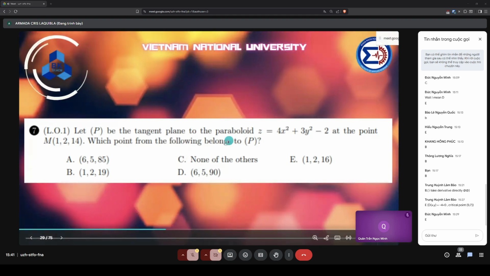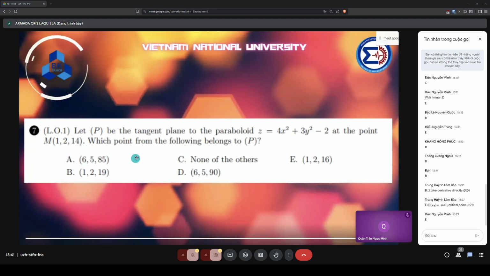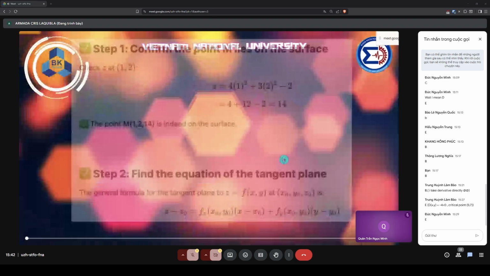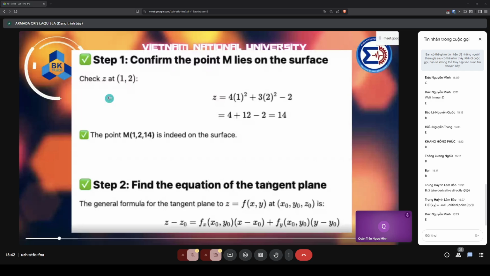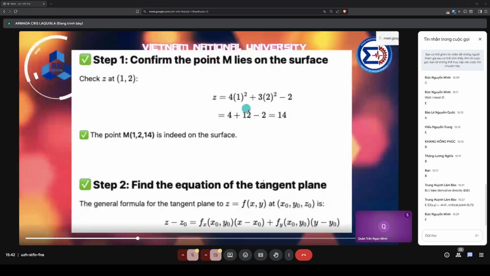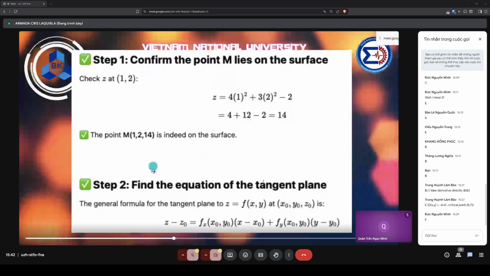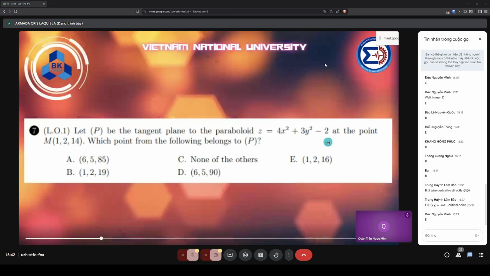So what are you going to do here, class, is this is the tangent plane. Your P is the tangent plane. Which point from the following belongs to P? And you have there an M point. Okay. So first, z at (1, 2). You substitute z there at (1, 2). And we can solve the value of z is 14. So M(1, 2, 14), which is correct here. But there's no need for you to do that step.